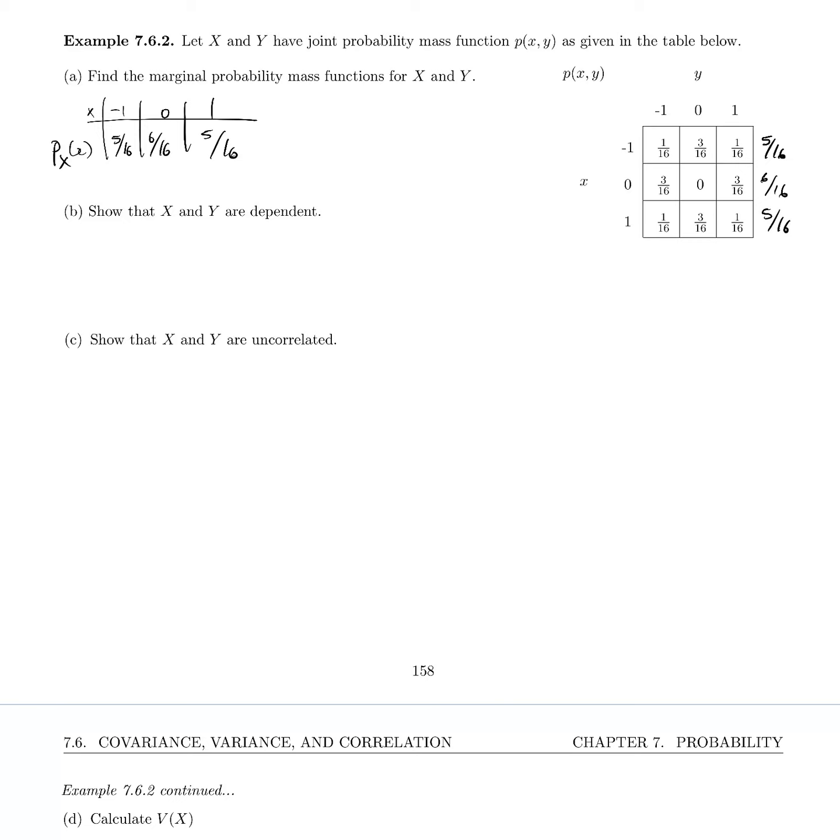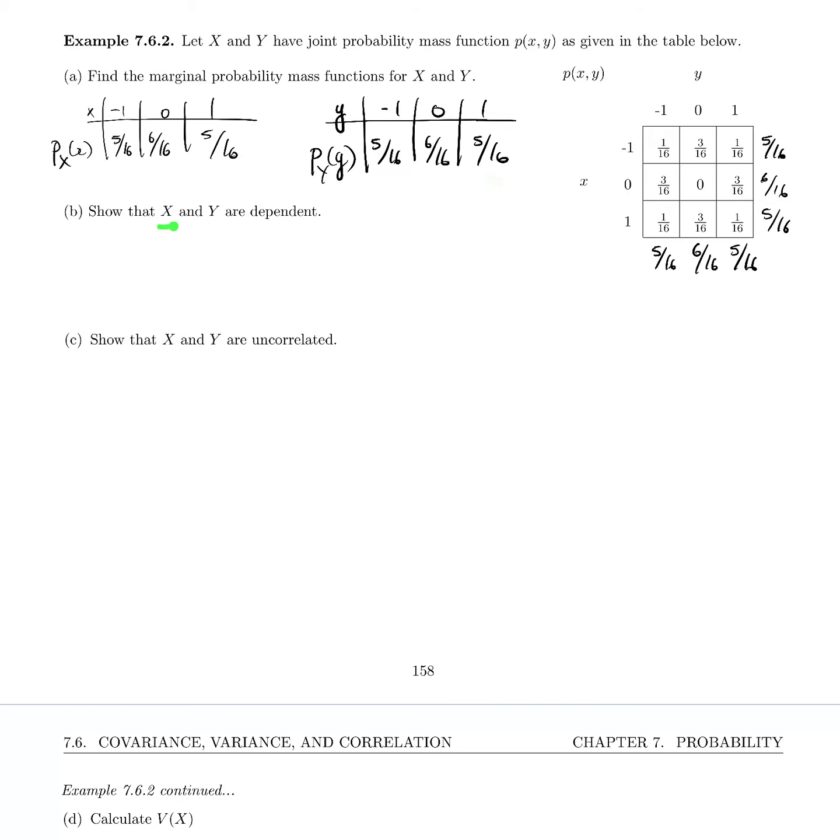And we'll do the same thing, we'll add down the columns now, and so 1 plus 3 plus 1 gives me 5/16. 3 plus 0 plus 3 gives me 6/16, and again 5/16. So we end up getting the identical distribution for y, since we've got those identical values of -1, 0, and 1 as possibilities for y, and so the marginal pmf of y matches. So we've got 5/16 and 6/16 and 5/16. So that's part A. There are the marginal distributions of x and y.